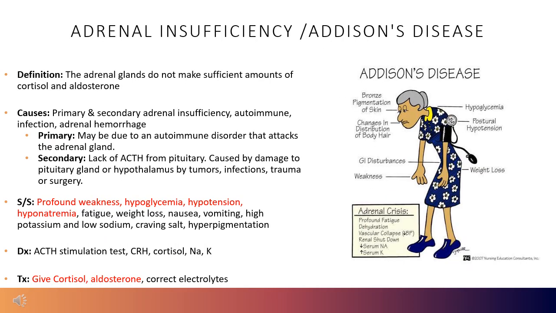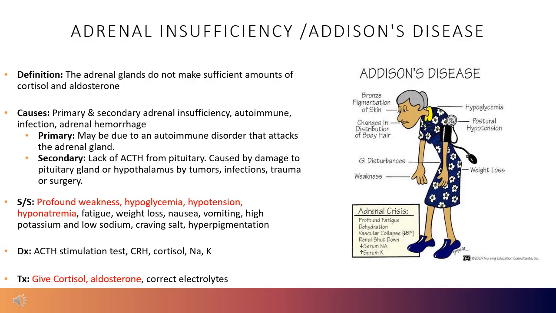Next up, we have Addison's disease or adrenal insufficiency. So Addison's is when your adrenal glands are not producing enough cortisol. So this is obviously the opposite of the previous slide. So it's not making enough cortisol and aldosterone. So your cortisol is going to regulate your stress response and your metabolism.